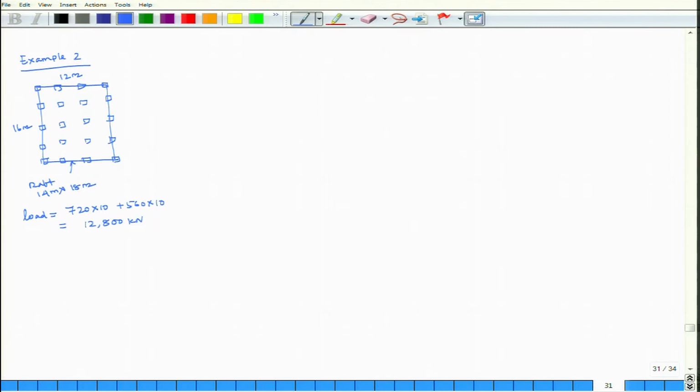How many column loads are there? 1, 2, 3, 4, 5, 6, 7, 8, 9, 10, 11, 12, 13, 14, 15, 16, 17, 18, 19, 20. Out of the 20, 10 column loads are 720 kilonewton, another 10 column loads are 560 kilonewton. That means interior column load is 560, outer column load is 720 kilonewton. Now, at the same time, there is a subsoil profile also given.